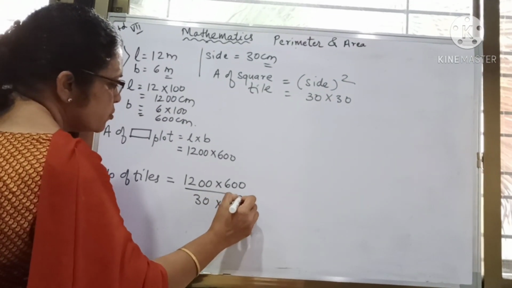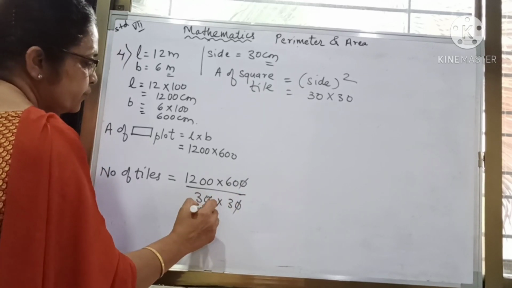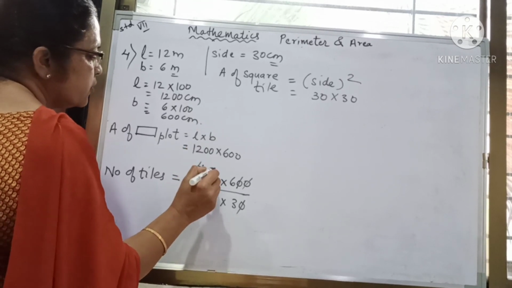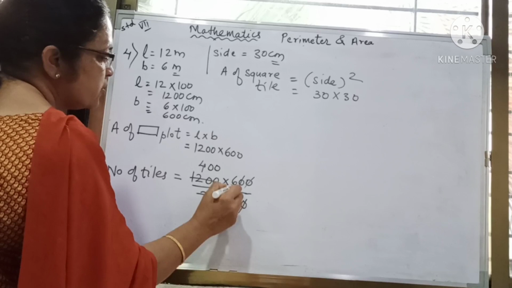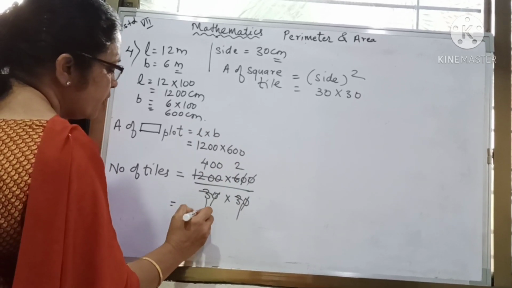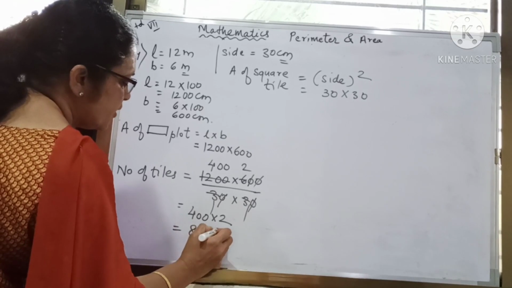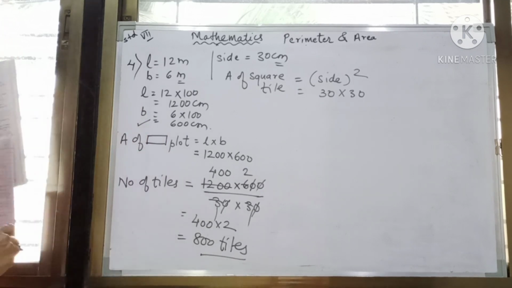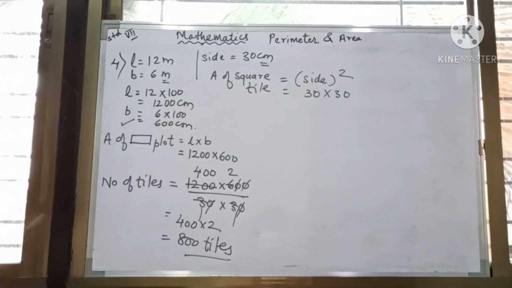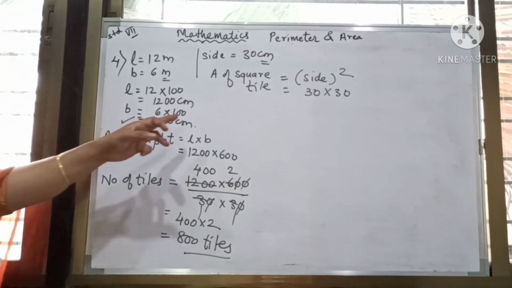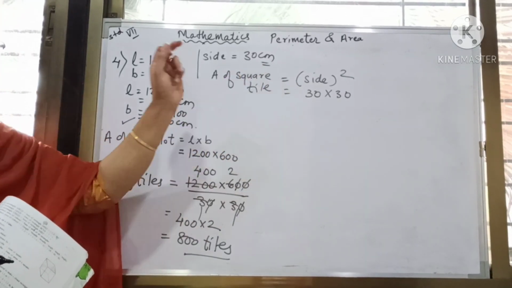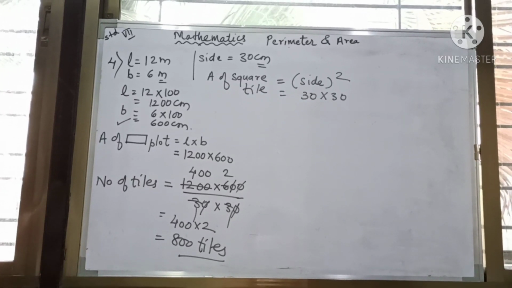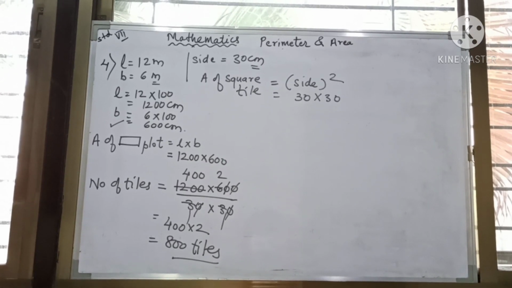So you will have to reduce this to the lowest term. 3 ones are 3, 3 fours are 12. Then here 0, 0. 3 ones are 3, 3 twos are 6. So 400 into 2, that is 800 tiles will be fitted in the rectangular plot. In the same manner, you have to find out for the side of the square tile that is given as 15 centimeters. So you have to solve all these sums from 1 to 5 from exercise 46 in your classwork.